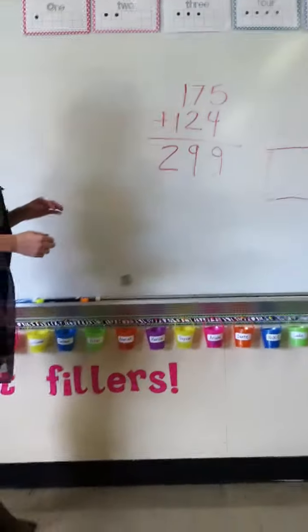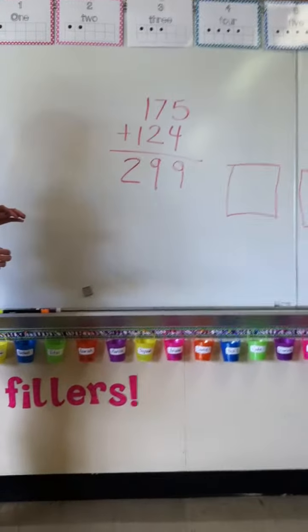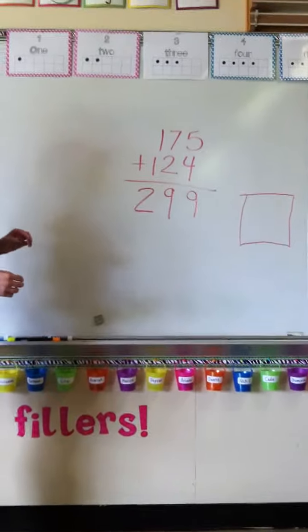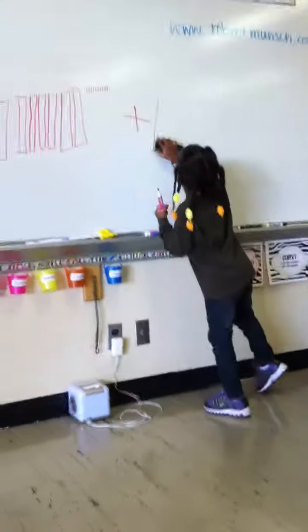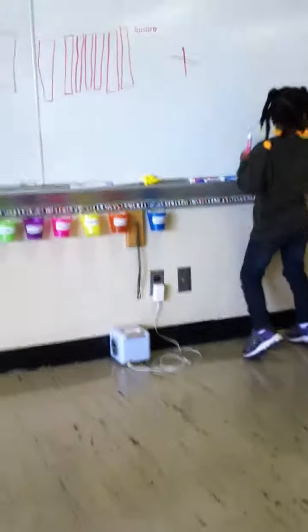Good. Now, we're adding how many? Can you draw that for me? How many are we adding, Shamiria? 124. Good, 124.